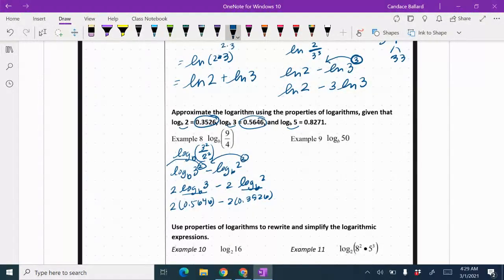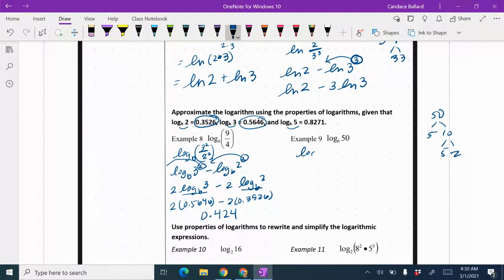And then we're going to use our calculator. We're going to multiply that all out. You could do it by hand if you really had to. We're going to use our calculator, and I got 0.424. And then finally here on example 9, we've got 50, which I'm going to break up into, let's see, I got to get it into 5s and 2s. So let's see, that's 5 times 10 and 5 times 2.